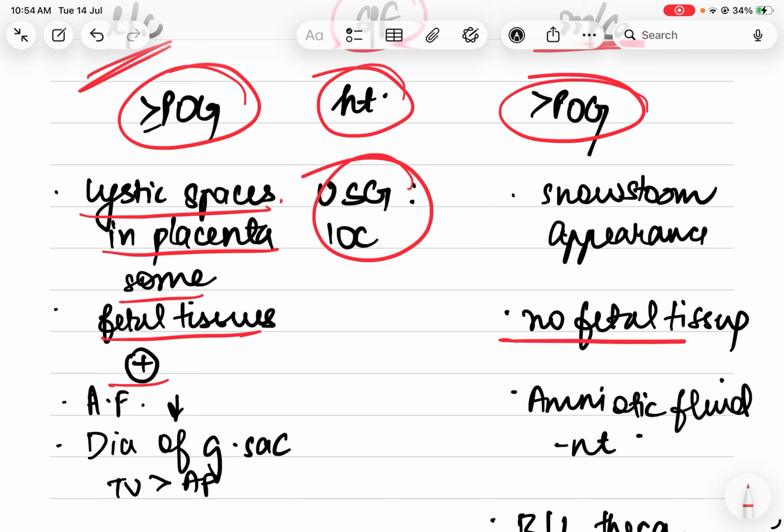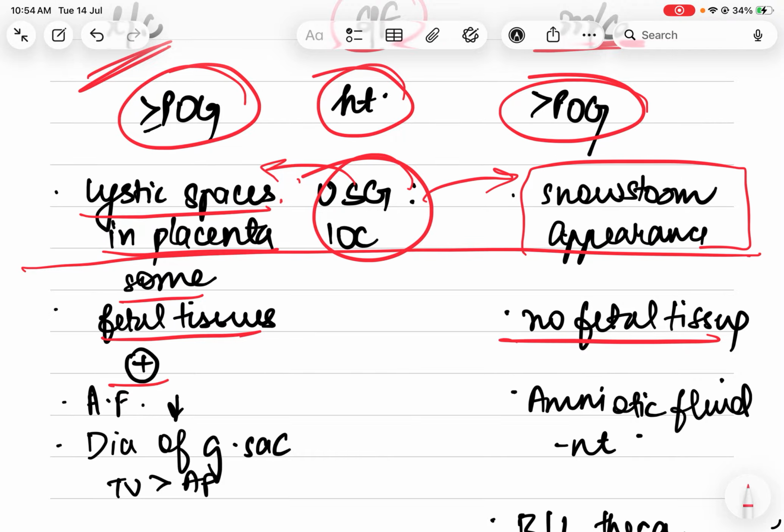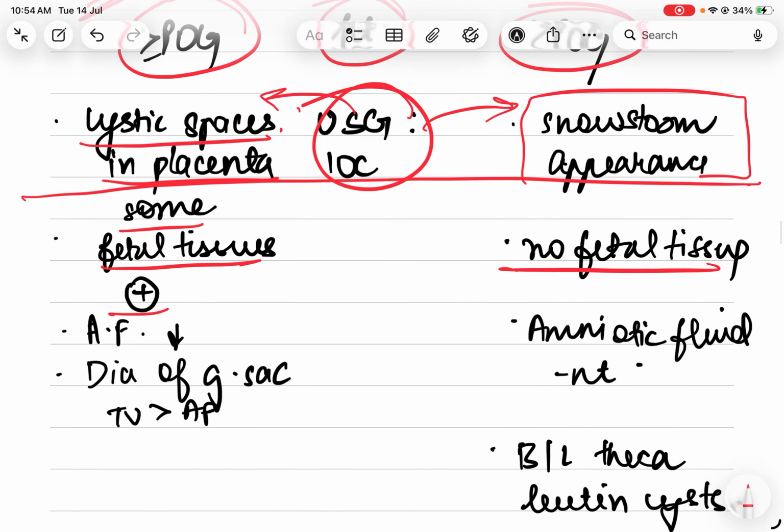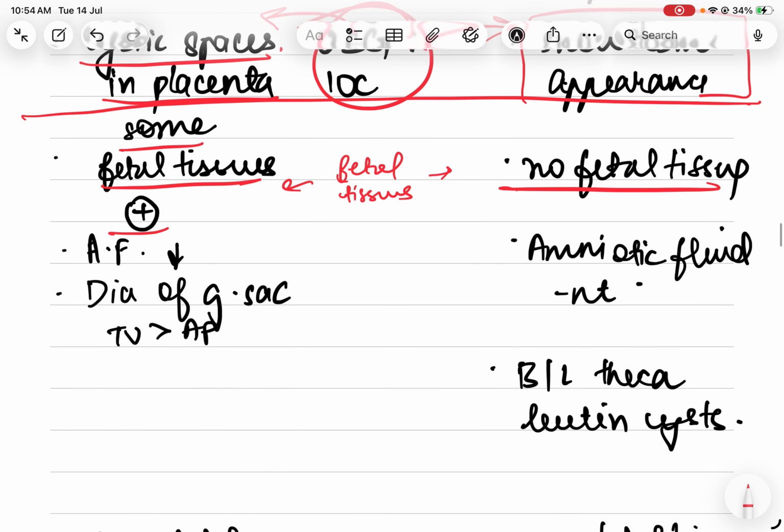Here no fetal tissue is present, and on the ultrasound there are cystic spaces present in the placenta. The ultrasound in a complete mole will show a snowstorm appearance. Okay. Now the fetal tissues are present here but absent here. Okay. Amniotic fluid is decreased here and absent there.